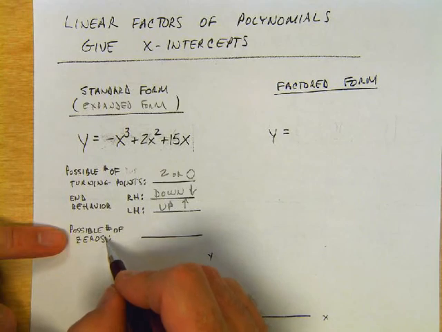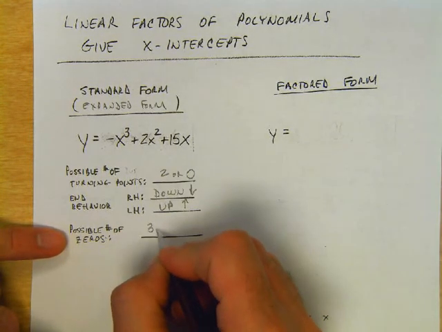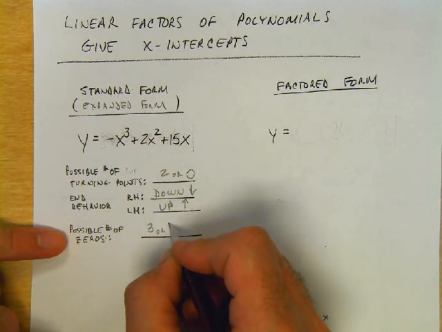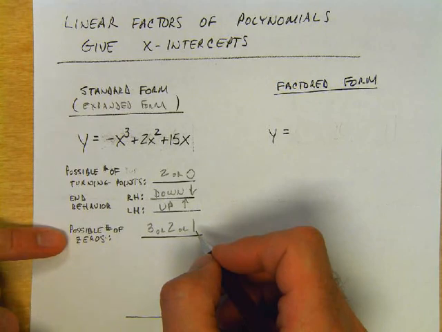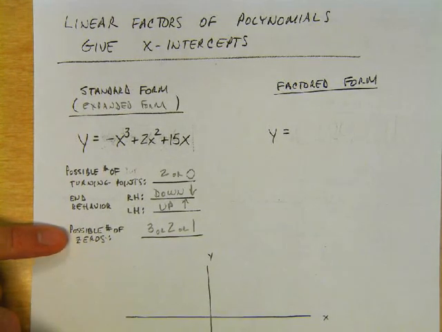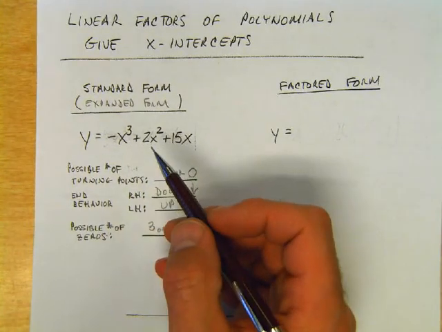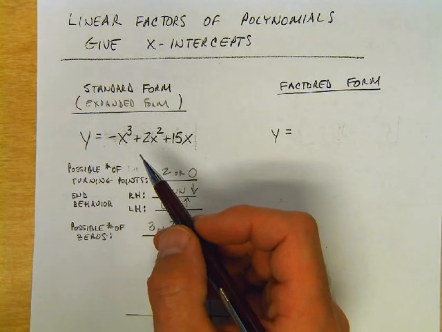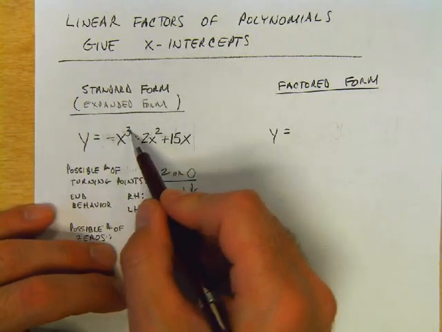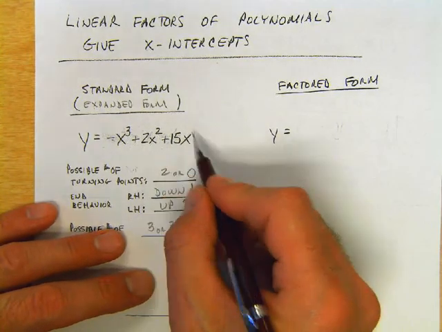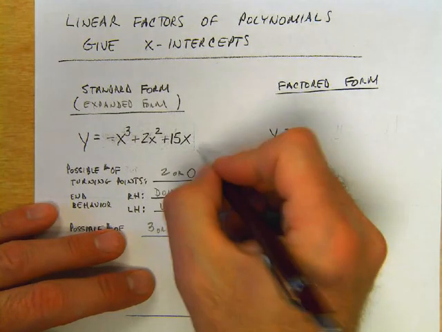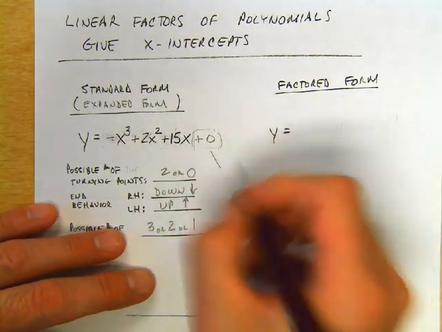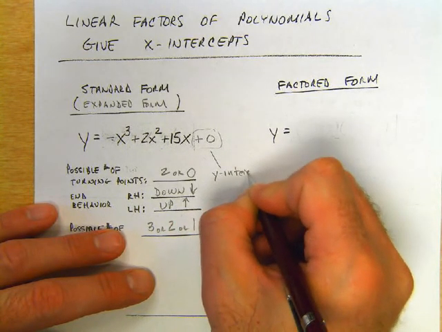The possible number of zeros is based on the degree, so it's 3 or 2 or 1, but not 0. And what's the y-intercept? Well, let's look at this equation. We know that the constant term, the term without an x, gives us the y-intercept. Well, there's the cubic term, there's the quadratic term, there's the linear term. What is the constant term here? 0 plus 0. So what is the y-intercept? Yeah, y-intercept is 0.